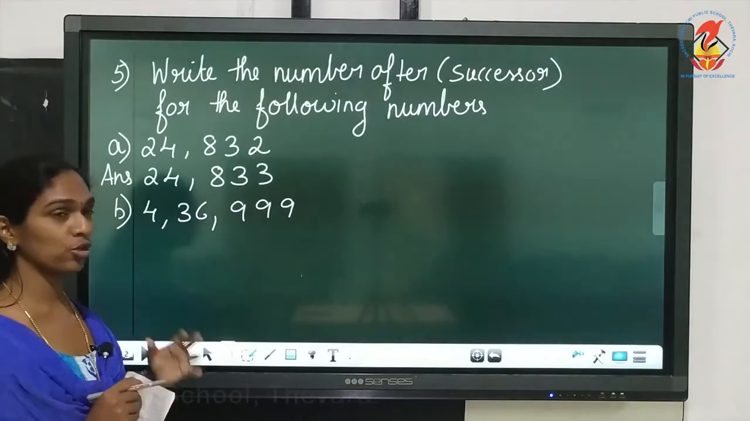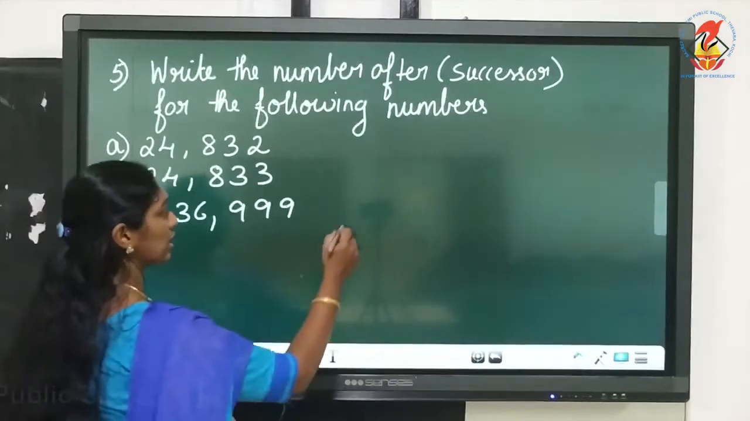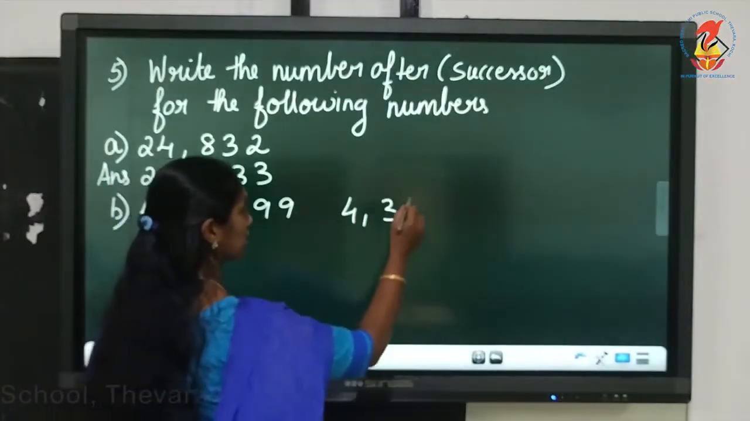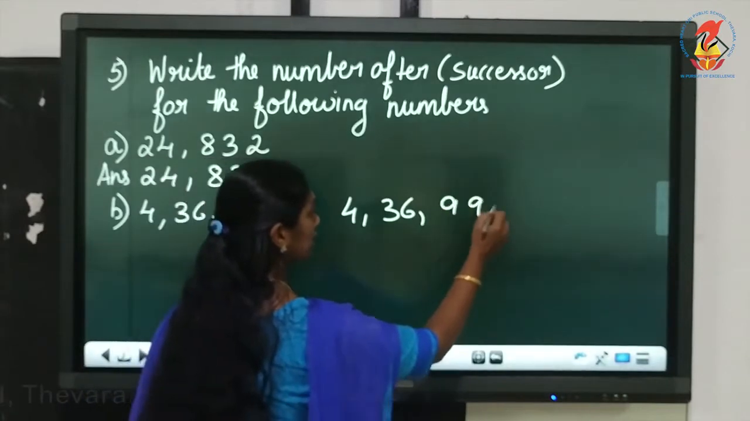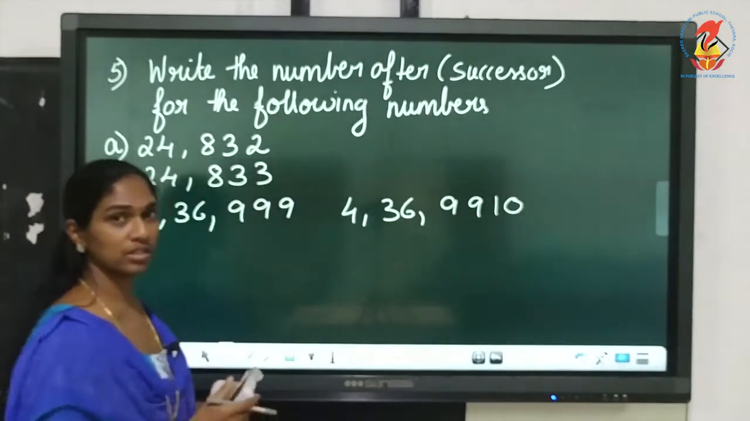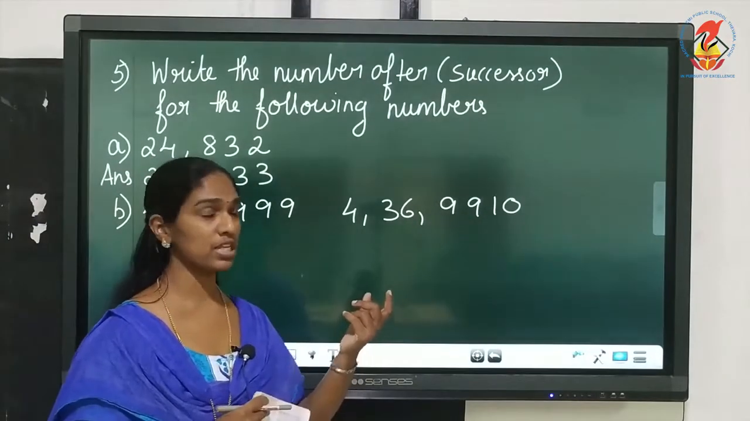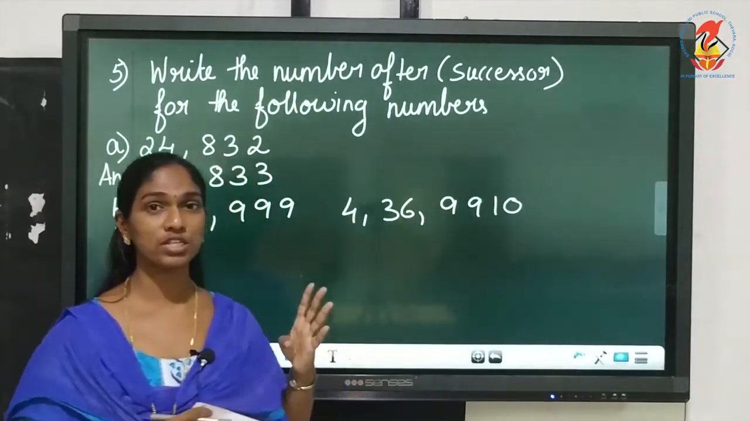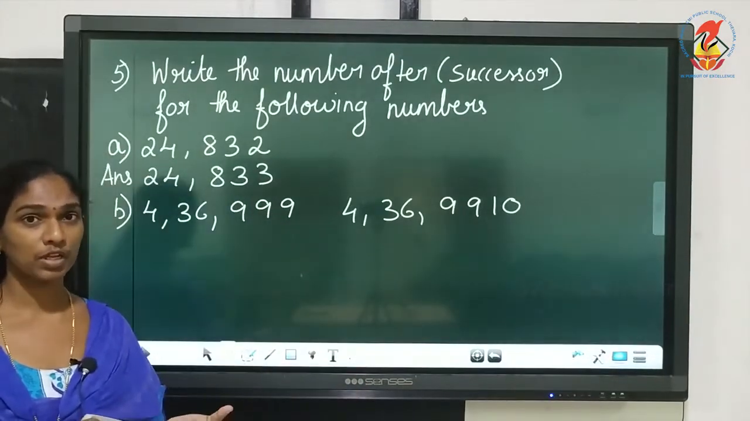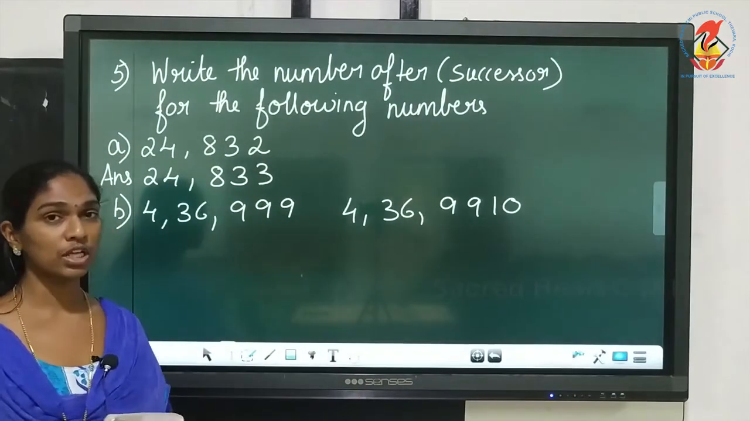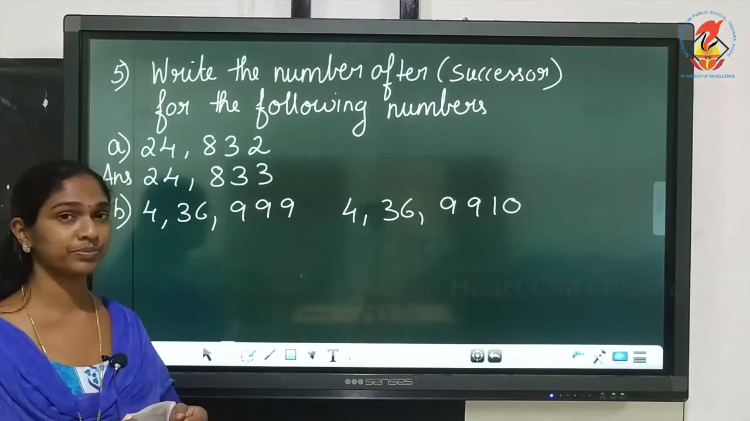But can you write 10 over here? Will the answer become 4,36,910? Can you write it like this? If you write like this, what happens? In the ones period, you are getting 4 digits. Will it be possible? No, it is not possible. So, what can we do over here?